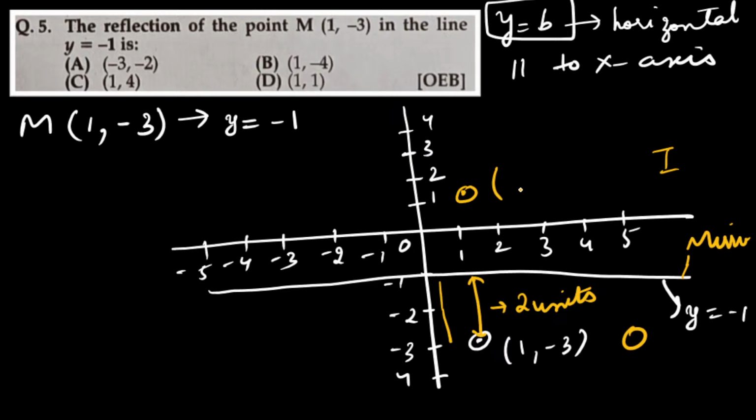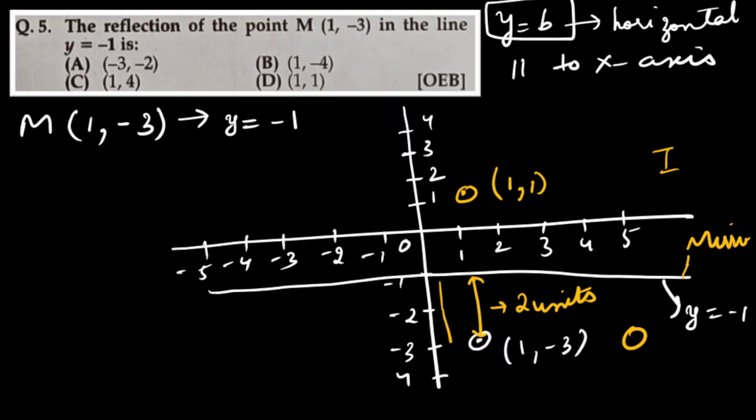So what is the value here? X is 1. This point, if you see along the x-axis, it's 1, and along the y-axis it is also 1. So which option is the answer here? Which option?